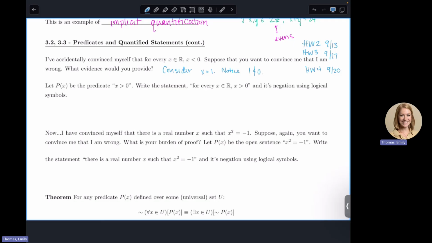Oh, also we're negating them. It's fine. We can do this. P is the predicate x is greater than 0. Write this statement symbolically that for all x in R, x is greater than 0, and then do its negation. So for the statement itself, you would say for all x that are elements in R, x is greater than 0.